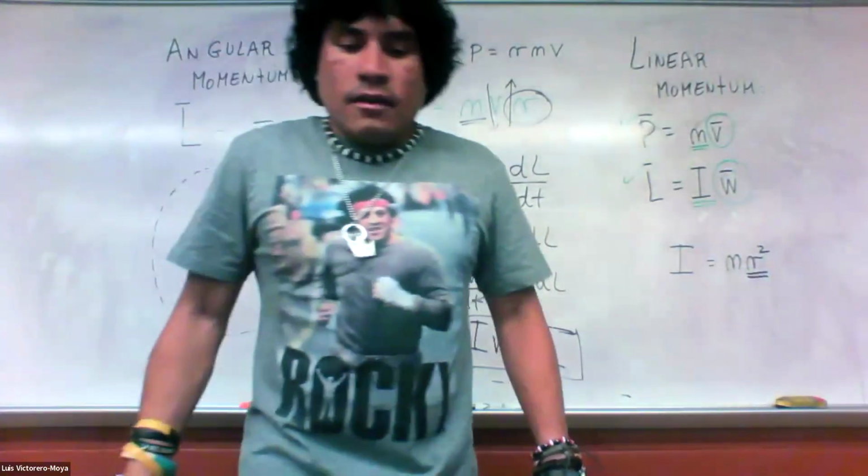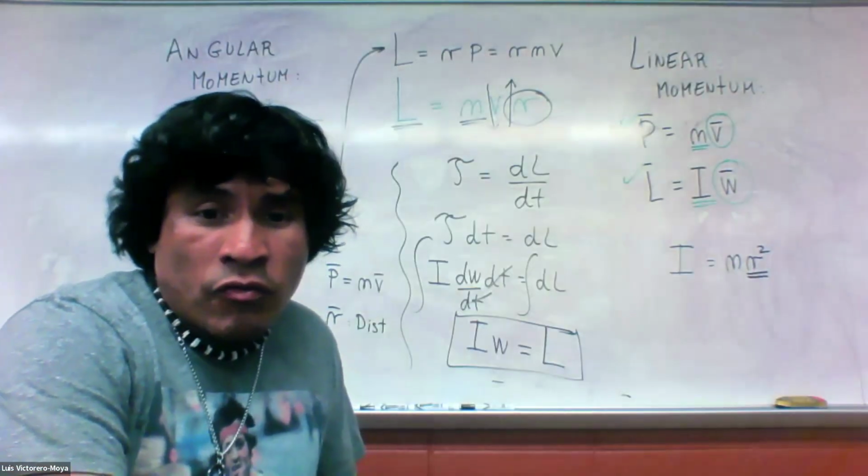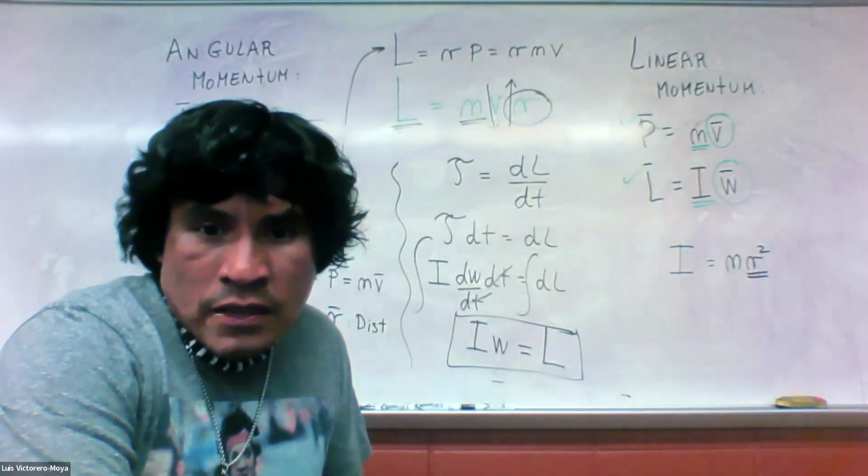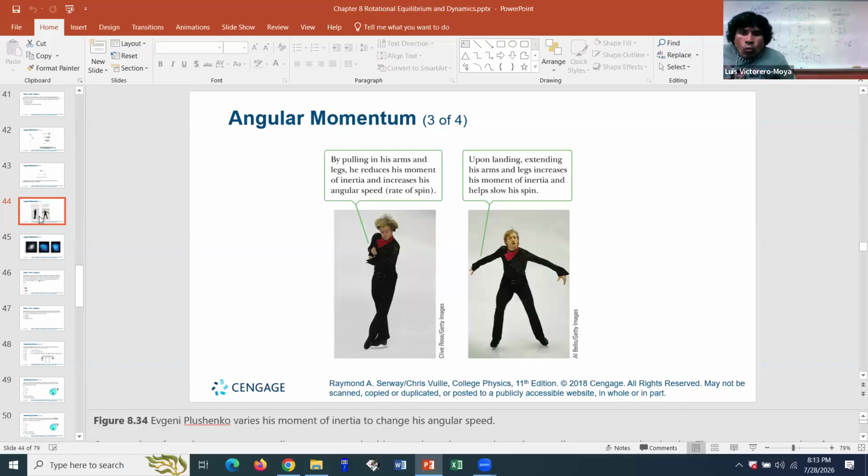Where do you see this? You see this in formation of planets and stars, but you also see this here. When a person pulls his or her arms closer to the axis of rotation, you are reducing the value of R. Therefore, you are reducing the moment of inertia. Therefore, you are increasing the angular velocity. That's why the person is spinning at a faster rate when the arms are pulled towards the body. And when he or she stretches out, the moment of inertia increases, so the angular velocity decreases because you are increasing the R here.